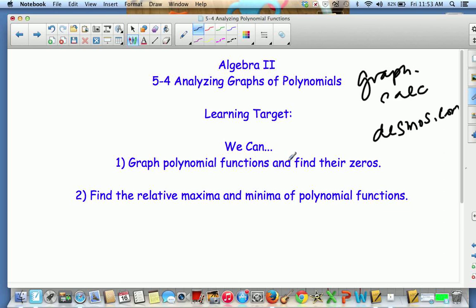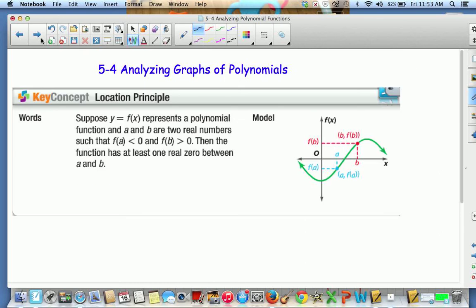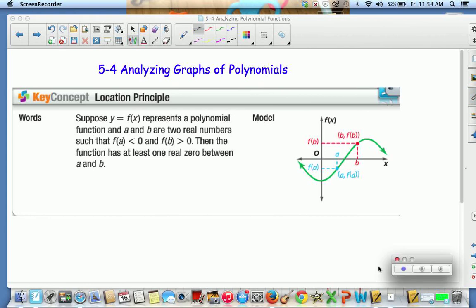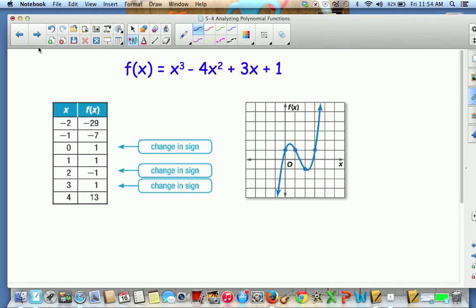So we can graph polynomial functions and find their zeros, and we can also find the relative maxima and minima of polynomial functions. So location principle is what we're going to be talking about. And we've kind of done this before. When we're finding zeros, we want to find what two whole numbers the zeros are in between. So if f of a is less than 0, and f of b is greater than 0, then we know that our 0 has to be in between a and b. We've kind of gone over that before.